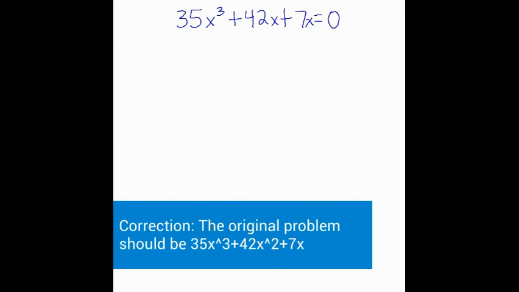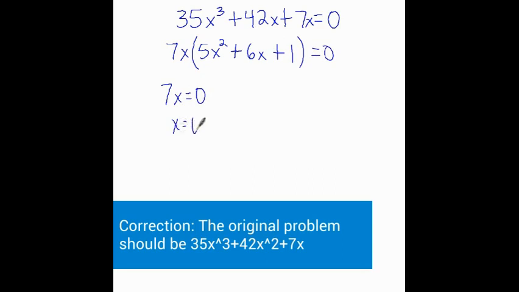I'm going to solve this cubic trinomial. The first thing I'm going to do is notice that a 7x can be factored out. That leaves me with 5x squared plus 6x plus 1 equals 0, and 7x can be set equal to 0, and that just gives us x equals 0 as a solution.